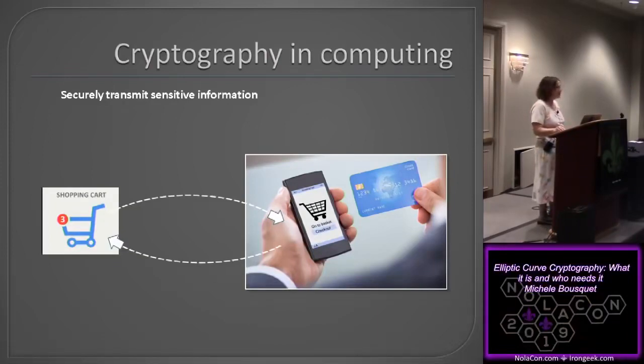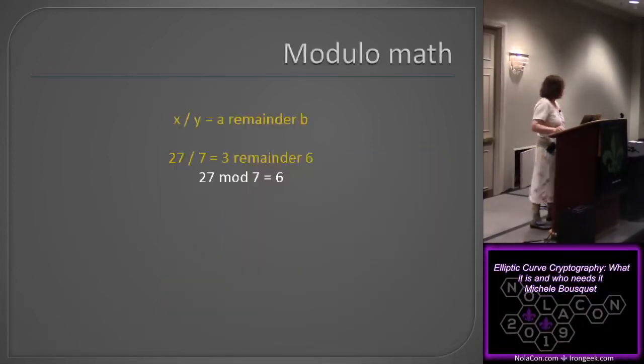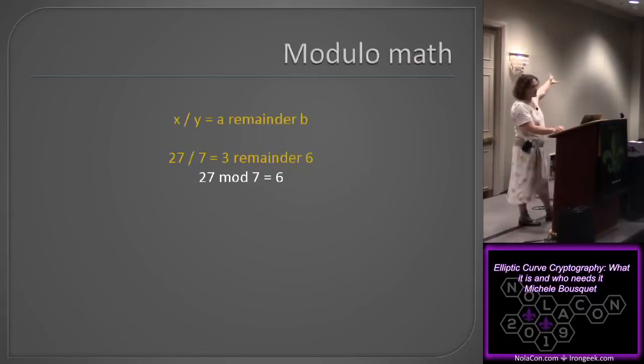This is a big part of app programming, for example. Now, when something goes through the air, the hacker can see it. So, of course, you want it to be safely encrypted before it gets sent back and forth. So, modulo math. I touched on this a little bit so we can buzz through this.